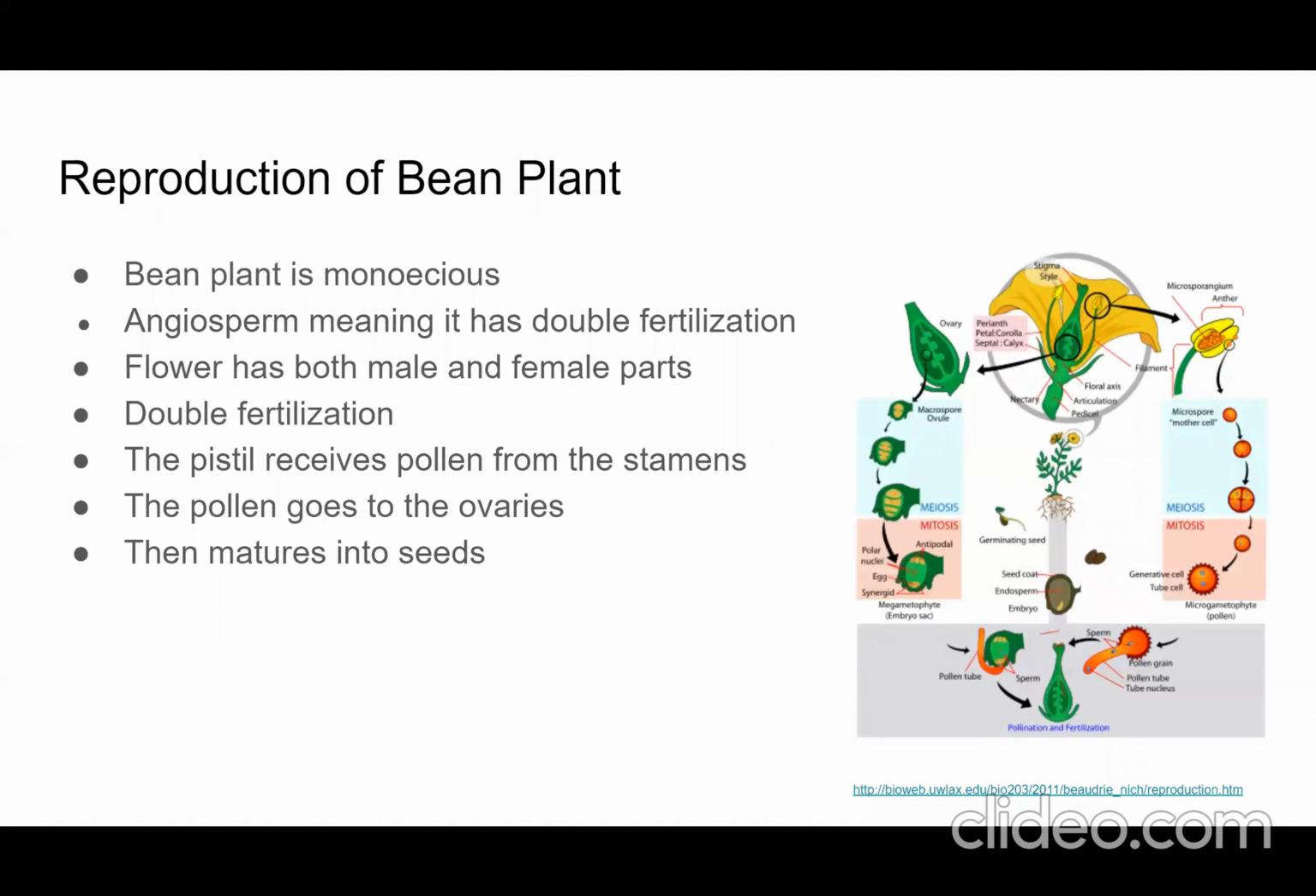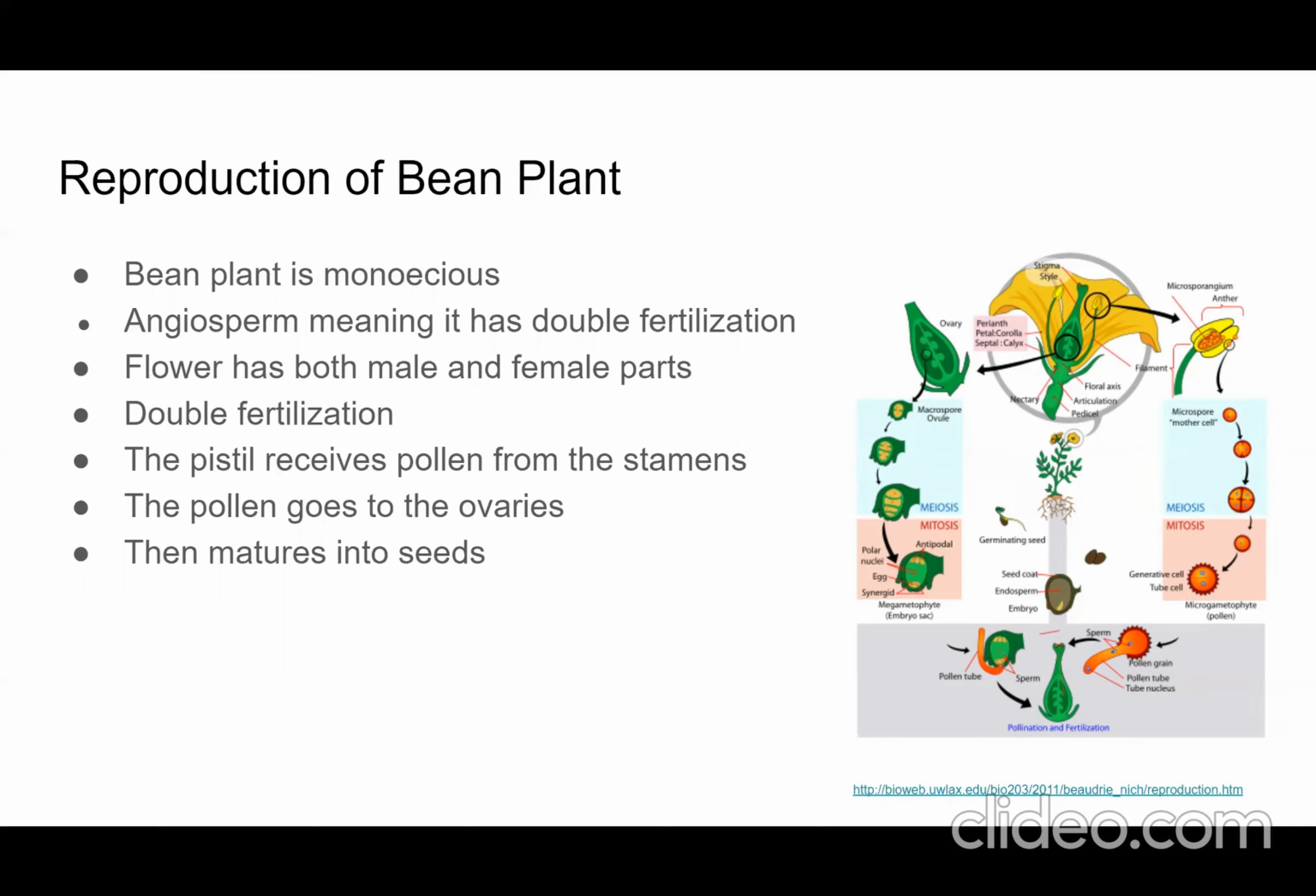The bean plant reproduces within the flower that grows off of it, which is a quality of angiosperms. The flower has both male and female structures, meaning it is monoecious. The pistil receives pollen from the stamens, and the pollen goes to the ovaries, and it fertilizes the ova. The ova then matures into seeds that are either taken by the wind or animals to spread it. There's a process that occurs called double fertilization, where the pollen goes through mitosis and forms into two.